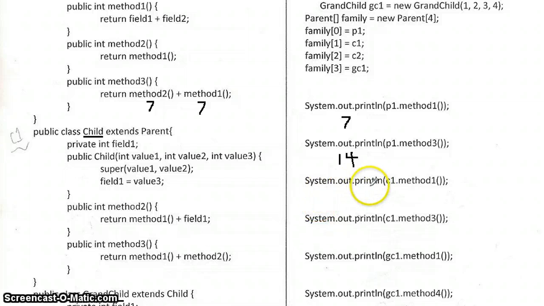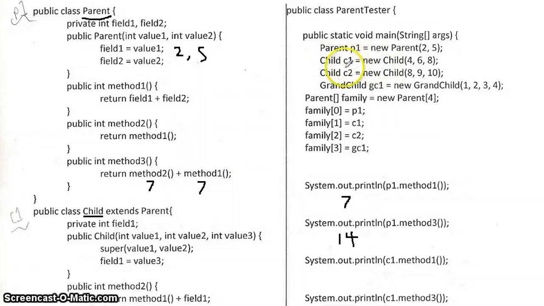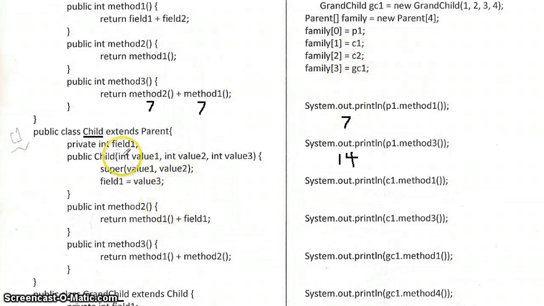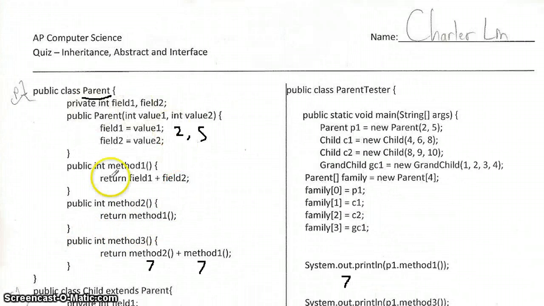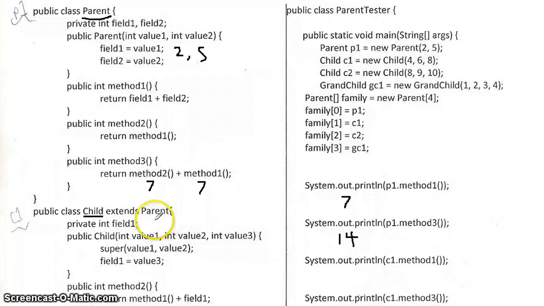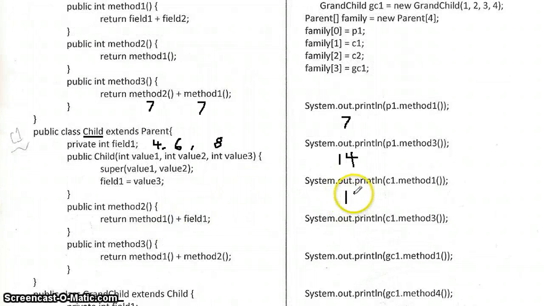And system.out.println c1.method1. This is the child object c1. Right over here we see we do not have a method 1, so we must go up to the parent class. And as we see, the parameters are 4, 6, and 8. We will use these. So field 1 and field 2 are equal to 4 and 6. This gives us 10. But wait, you're asking, there's field 1 right here equal to the value 8.